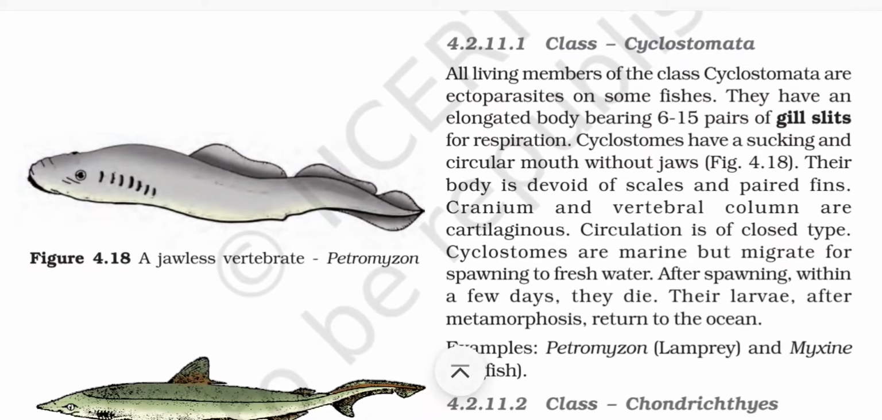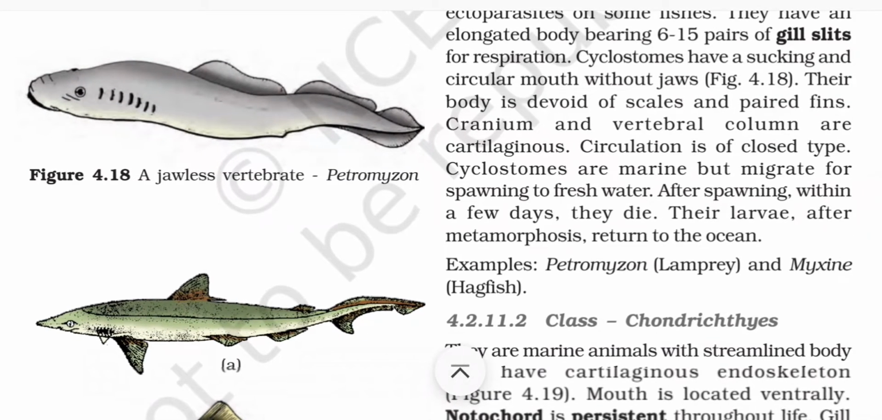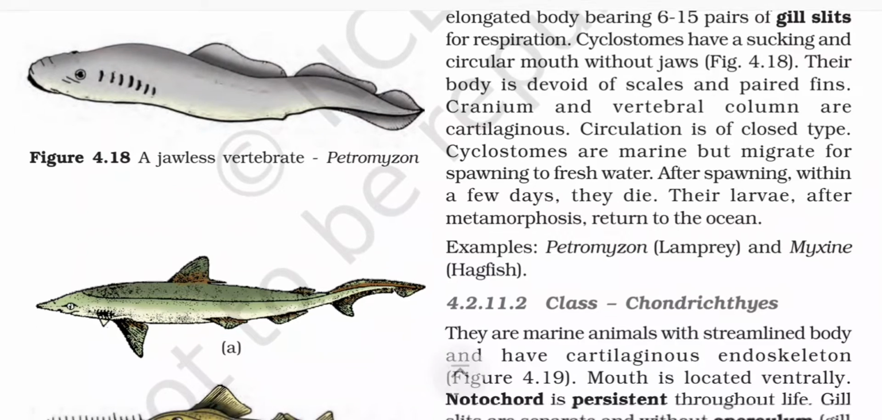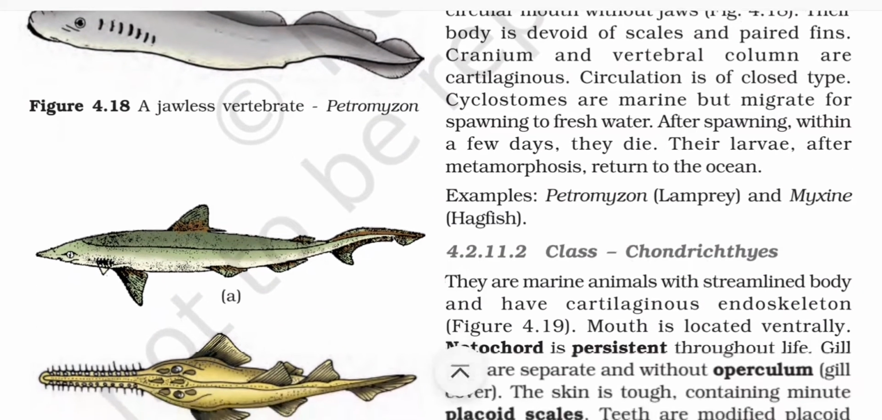4.2.11.1 Class Cyclostomata. All living members of the class Cyclostomata are ectoparasites on some fishes. They have an elongated body bearing 6 to 15 pairs of gill slits for respiration. Cyclostomes have a sucking and circular mouth without jaws. Their body is devoid of scales and paired fins. Cranium and vertebral column are cartilaginous.